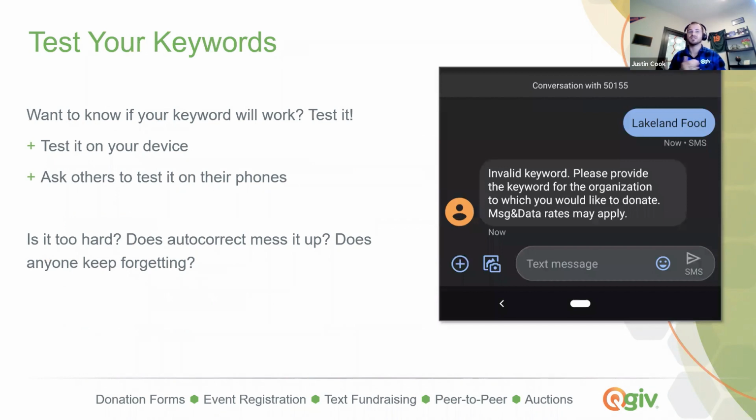The next thing is to test your keywords. If you want to know if it's going to work, you need to test it. And not only do you need to test it, you should enable different board members, different donors, and coworkers to also test it on their phones as well.